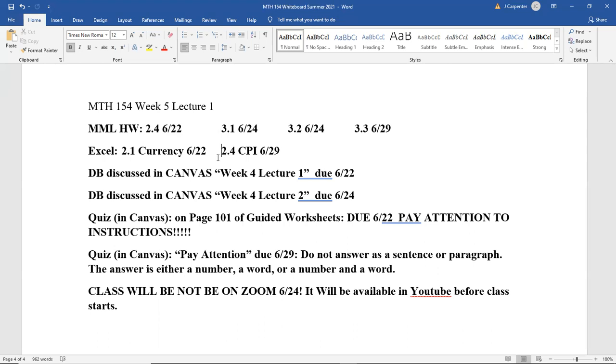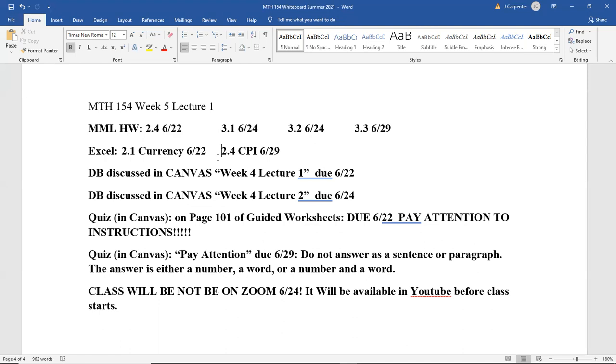All right, we have a quiz that's due today. Remember, that's a 2-question quiz. Make sure to pay attention to the instructions. We already discussed that. And then I'm assigning another quiz today that is literally titled Pay Attention. You can find that one in Canvas immediately below the page 101 quiz.